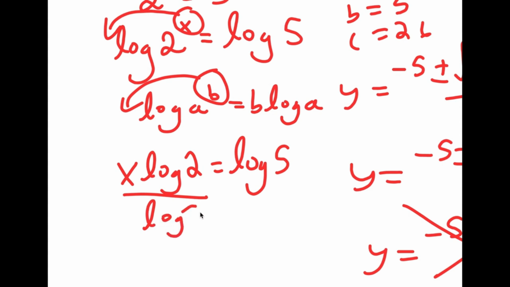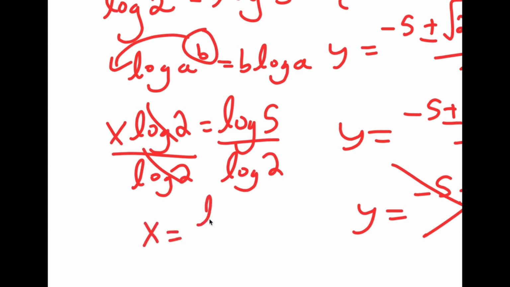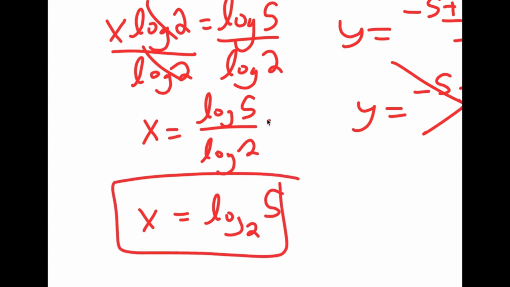Now if I divide both sides by log 2, these two cancel out, and I get x is equal to log 5 over log 2. And I can just rewrite this as log base 2 of 5. These two are the same thing.